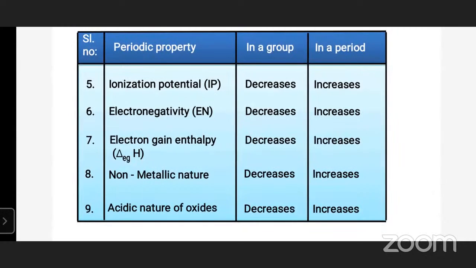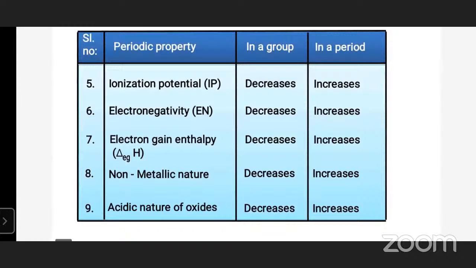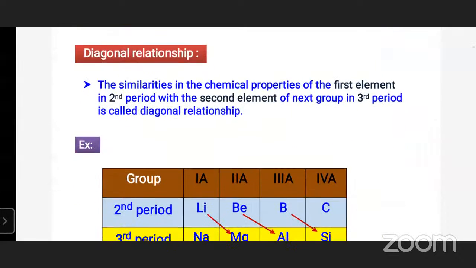These properties: ionization potential, electronegativity, electron gain enthalpy, non-metallic nature, acidic nature of oxides, these five properties in a group decrease, in a period increase. Okay, right. Next, diagonal relationship.